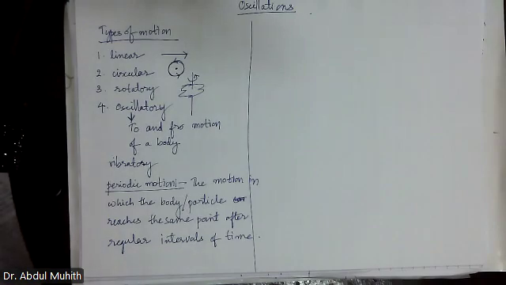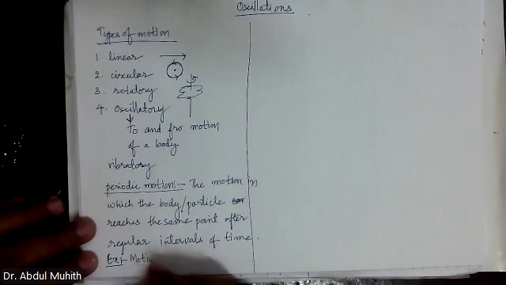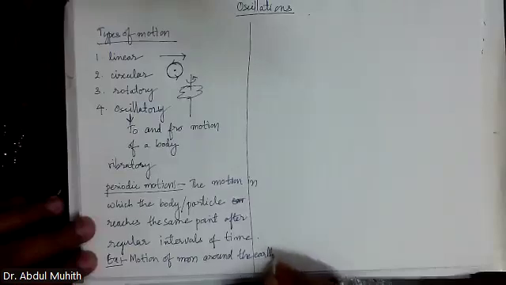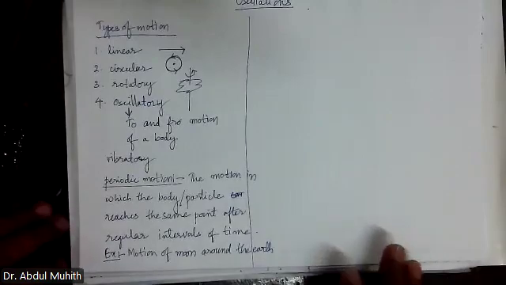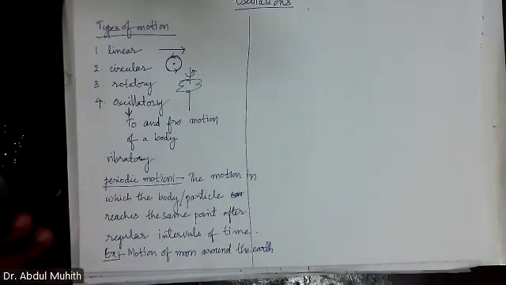Can you give me an example of periodic motion? The example is the motion of the moon around the earth, or the motion of the earth around the sun. These are all periodic motions. Because our earth completes one rotation in 24 hours, and the moon also the same. How many days does the moon take to complete it? It is 27.5 days, or around 28 days. So that is known as a periodic motion.